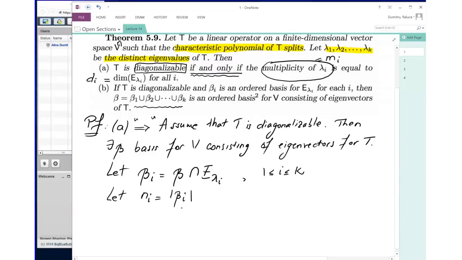Now, we said that beta_i has n_i vectors in there. And they are part of a basis, so they are independent, those n_i vectors in E_lambda_i. That means that n_i cannot exceed the dimension of E_lambda_i, correct? Because if you have an independent set, you can expand that to a basis. So n_i is less than or equal to the dimension of E_lambda_i, which we called d_i.